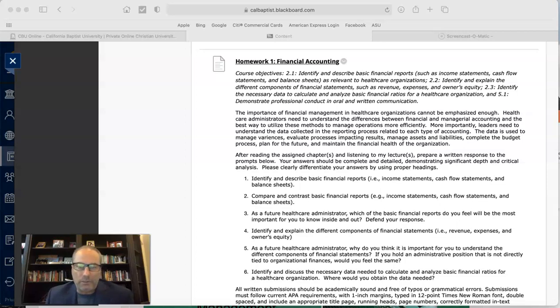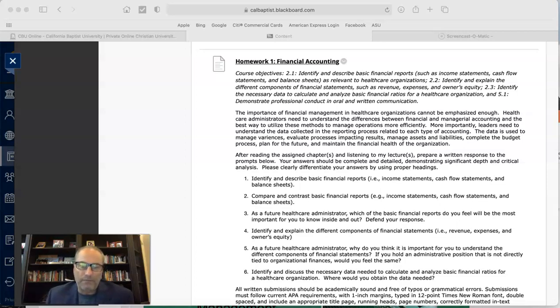And then as a future healthcare administrator, number 3, which of the basic financial reports do you feel will be the most important for you to know inside and out? Here's where you're going to have to articulate a little bit more and defend your response, defend your position on this. Which one do you think is going to be the most important for you to know inside and out, and why?